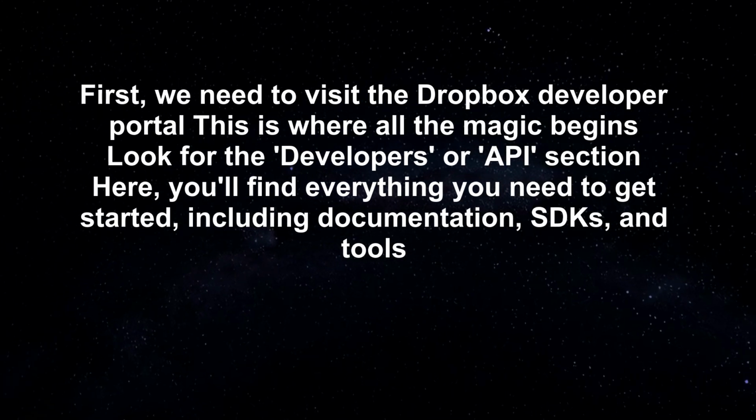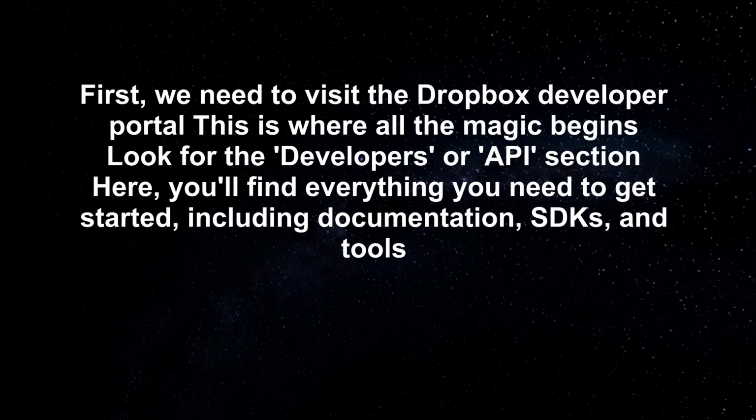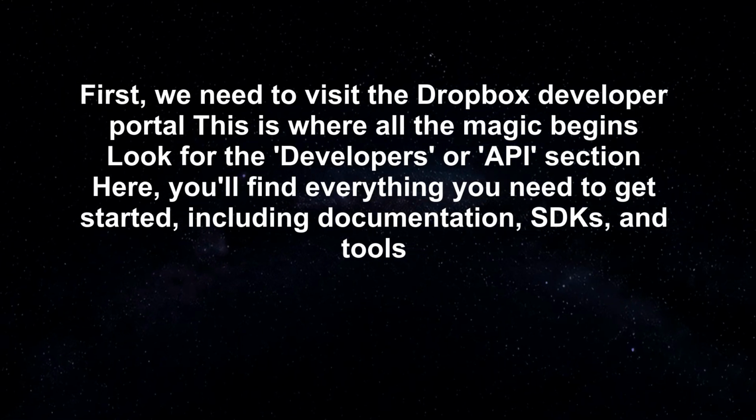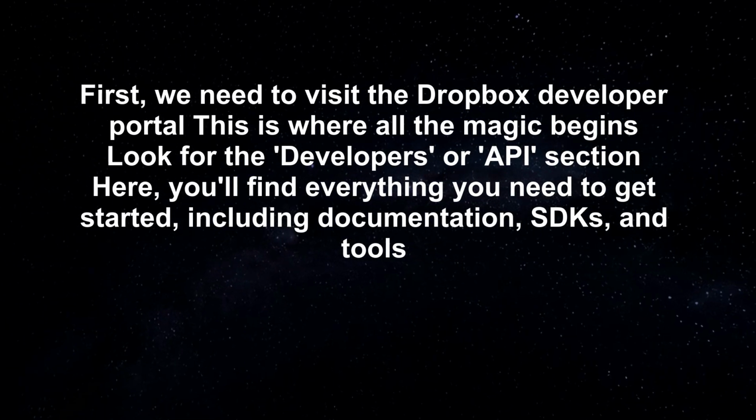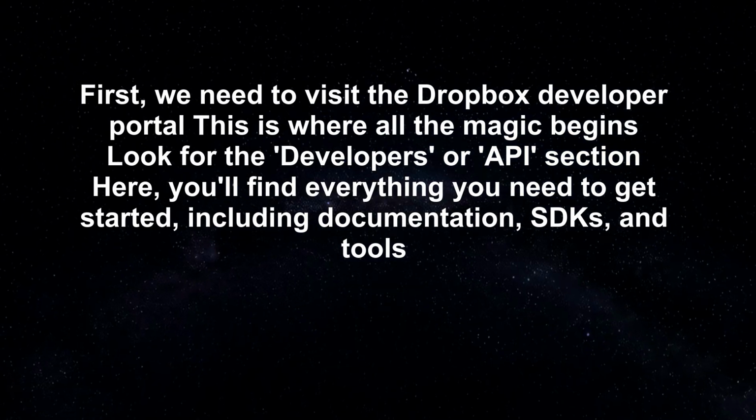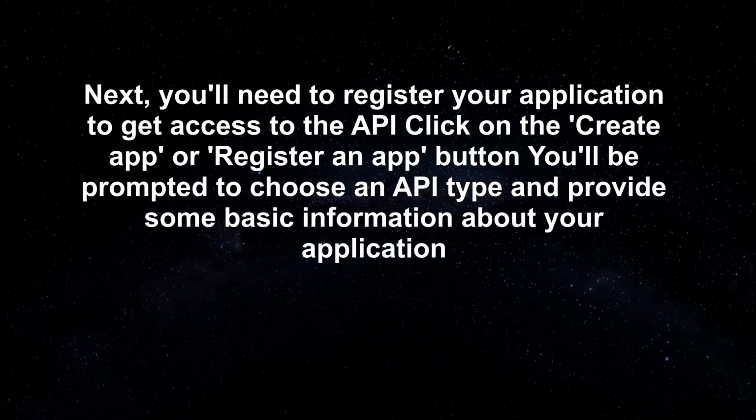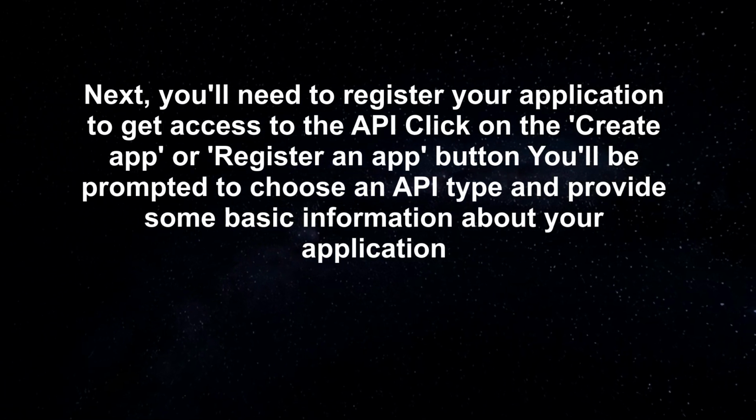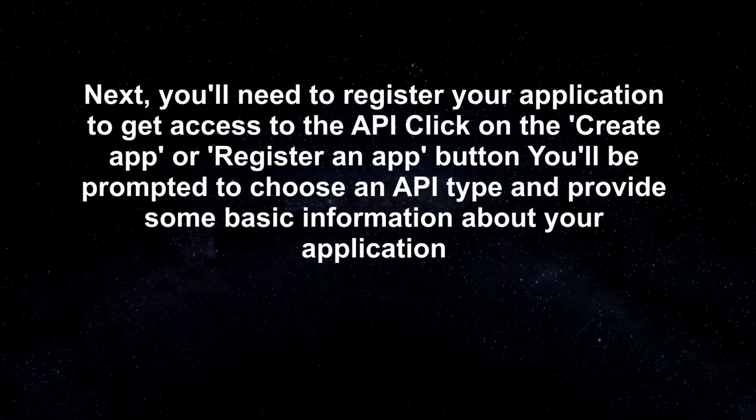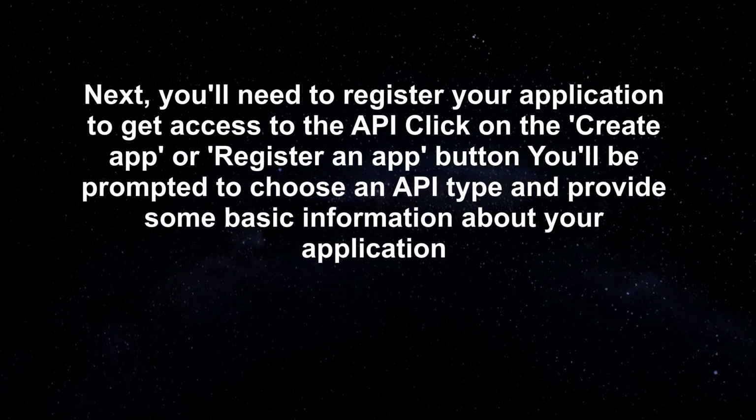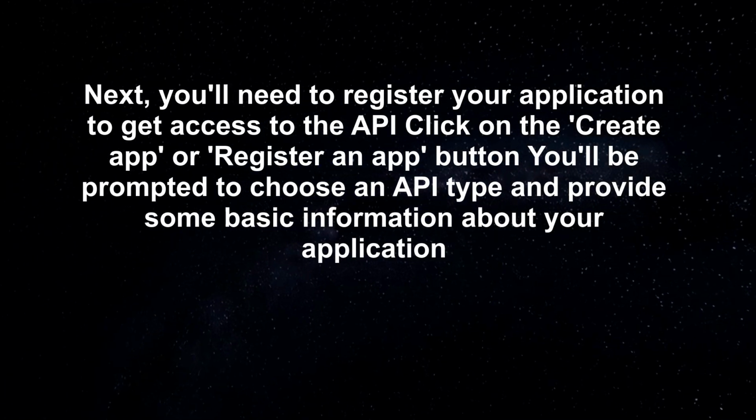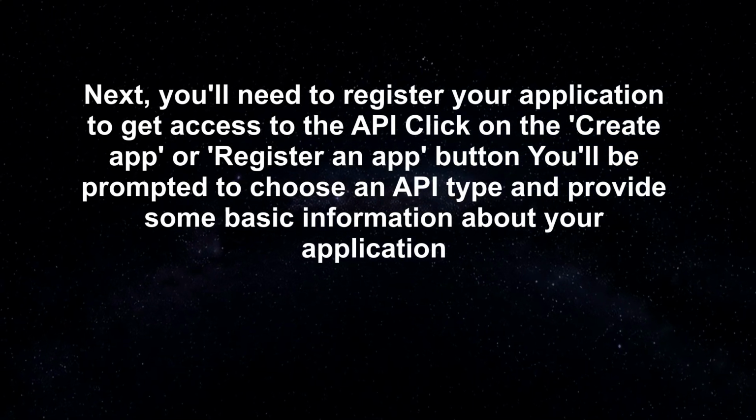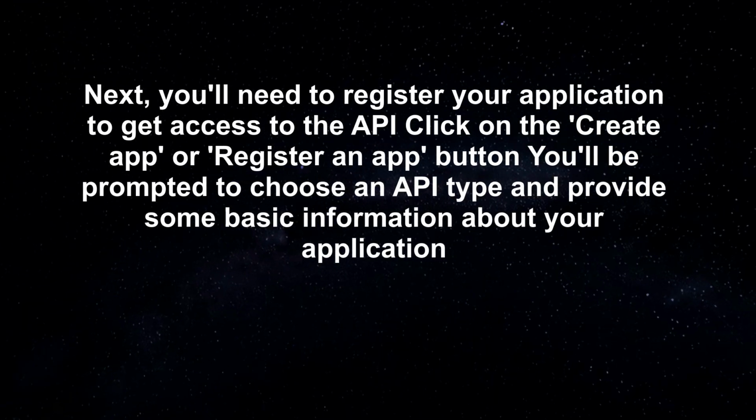Look for the Developers or API section here. You'll find everything you need to get started, including documentation, SDKs, and tools. Next, you'll need to register your application to get access to the API. Click on the Create App or Register an App button. You'll be prompted to choose an API type and provide some basic information about your application.